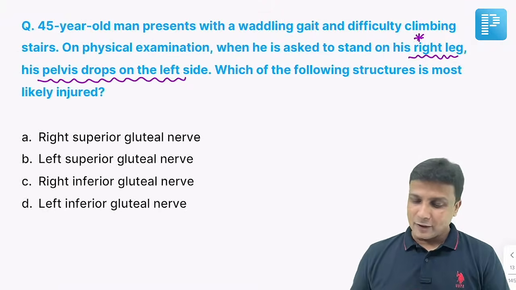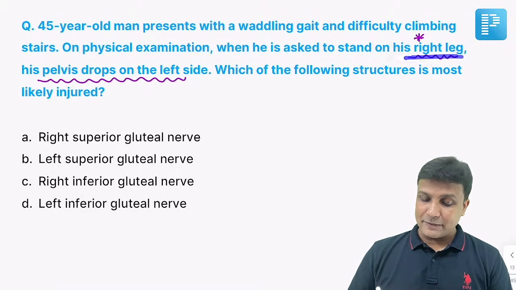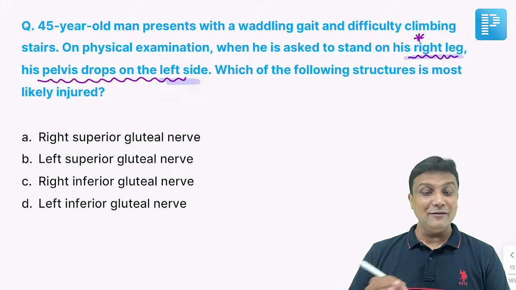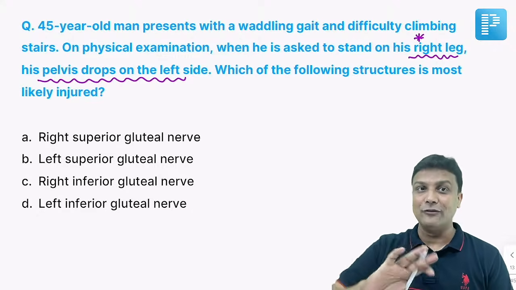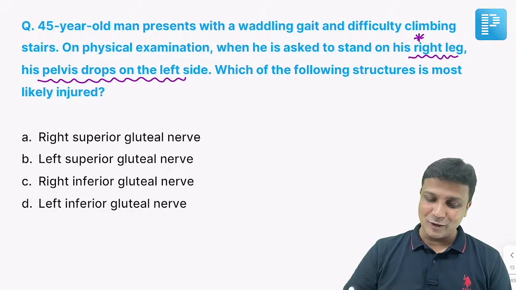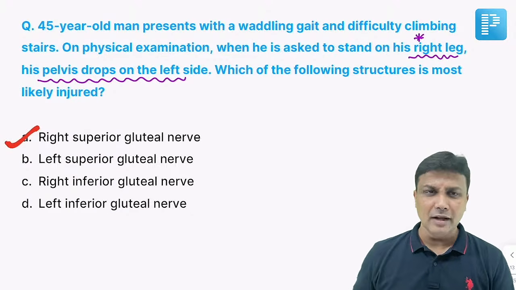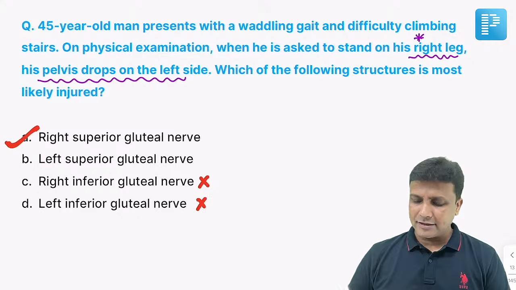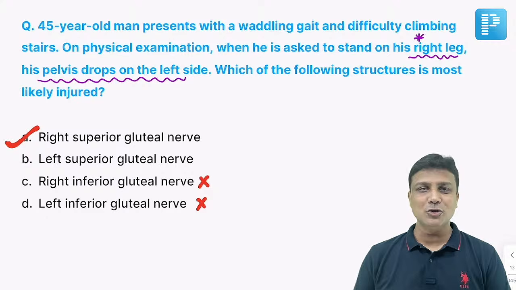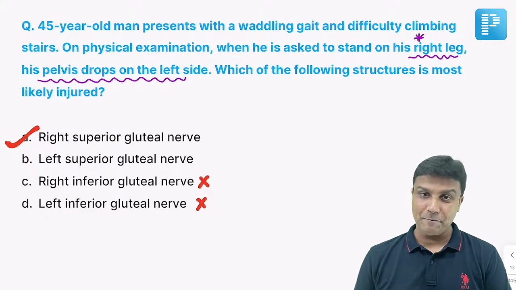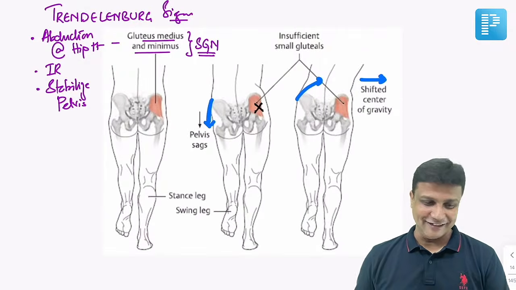Okay. Now, welcome back here. When the person is asked to stand on his right leg, his pelvis drops on the left side. If the pelvis is dropping on the left side, obviously, right superior gluteal nerve will be involved. So the correct answer here will be the right superior gluteal nerve. Inferior gluteal nerve cannot be the answer. Why? Because it is the one which will be supplying the gluteus maximus muscle. It has nothing to do with the Trendelenburg sign over here. Fine. So out of that right and left, I hope you are able to understand the concept crystal clearly here.